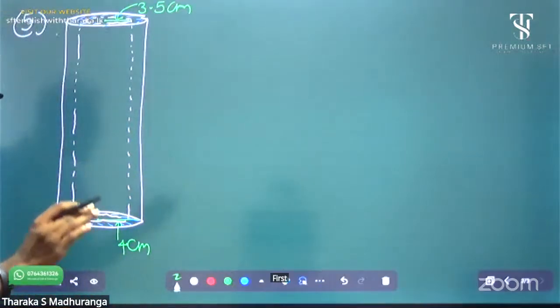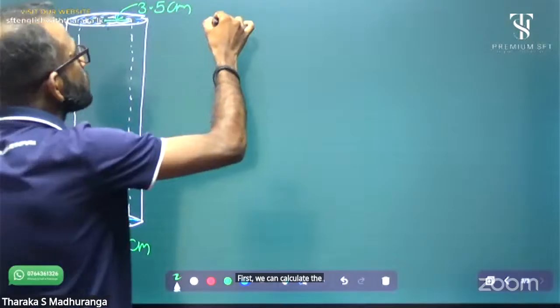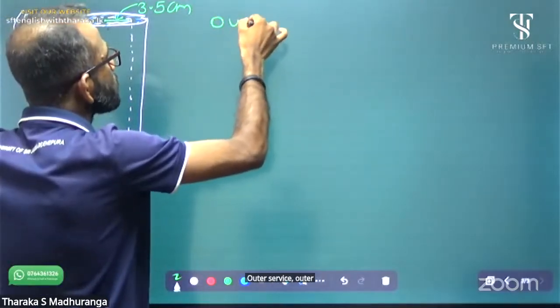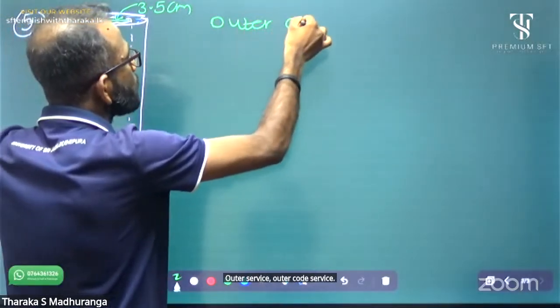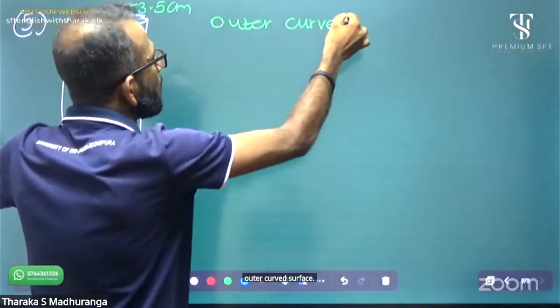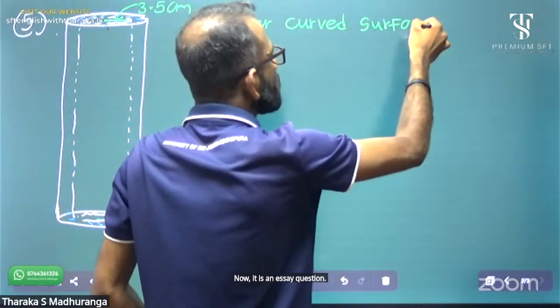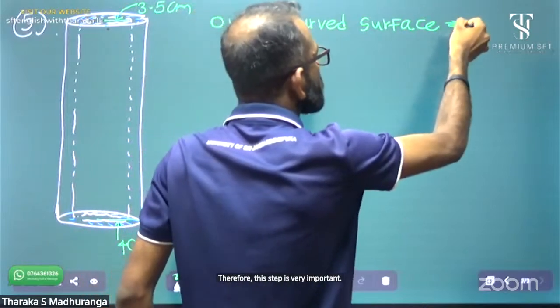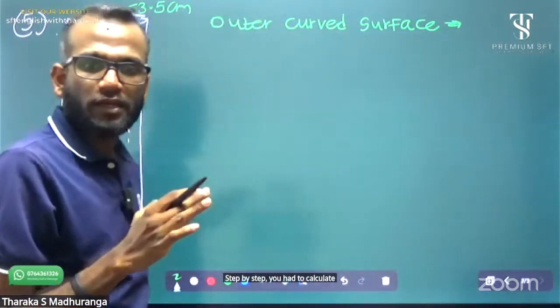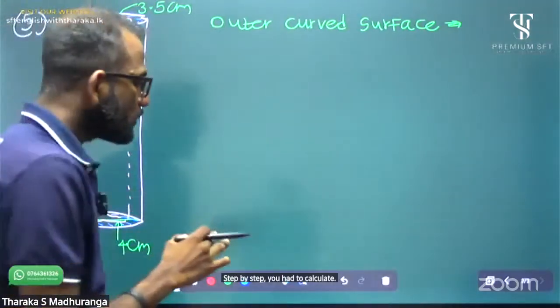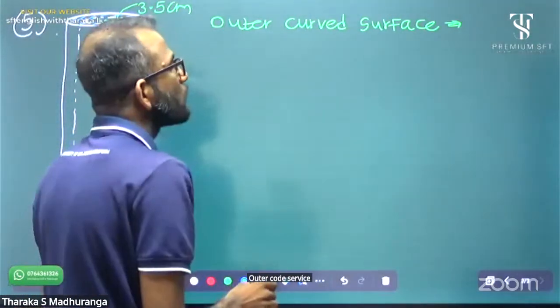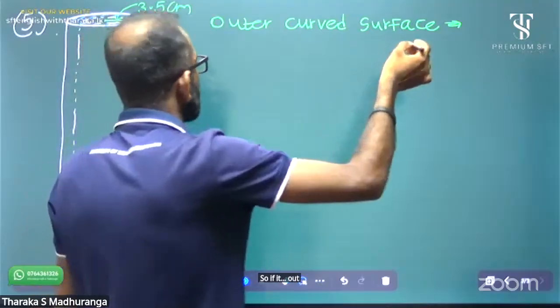First, we can calculate the outer curved surface. Now it is an essay question. Therefore, these steps are very important. Step by step, you have to calculate the outer curved surface area, right?